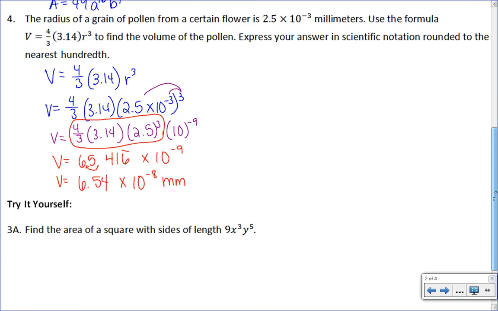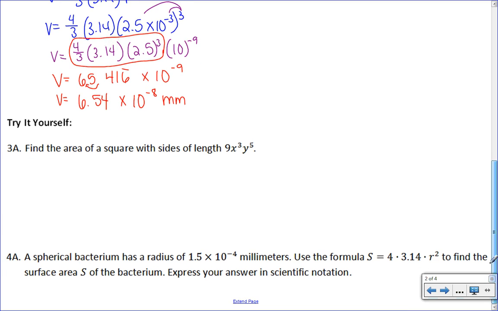Okay, so there are 2 try-it-yourself problems. So go ahead and pause the video, work through those 2 problems, and when you're ready to check your answers, go ahead and hit play.